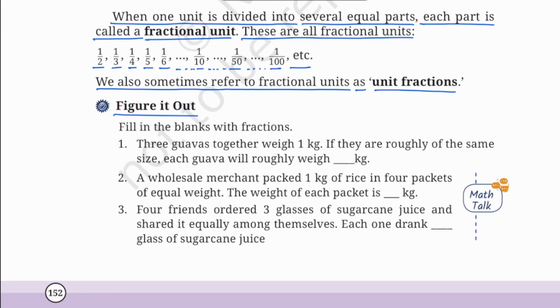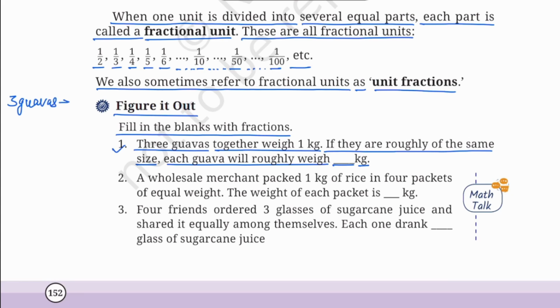Figure it out. Fill in the blanks with fractions. 1. 3 guavas together weigh 1 kg. If they are roughly of the same size, each guava will roughly weigh dash kilogram. It is given 3 guavas weigh 1 kilogram. Then 1 guava will weigh 1 by 3 kilogram. The answer is 1 upon 3.